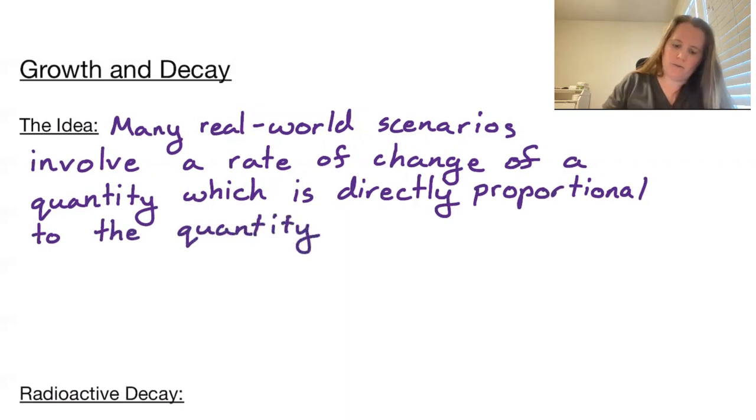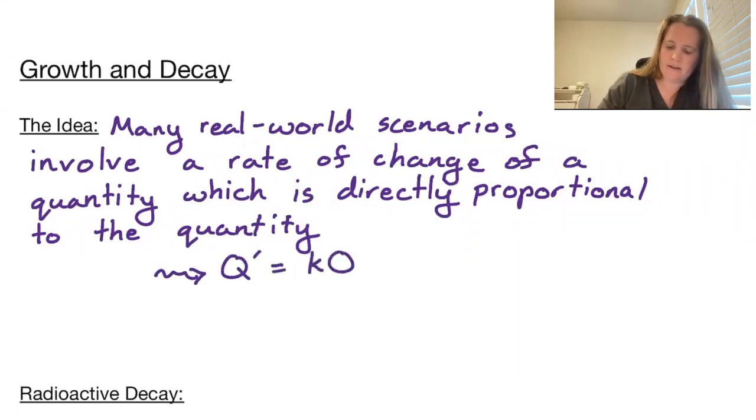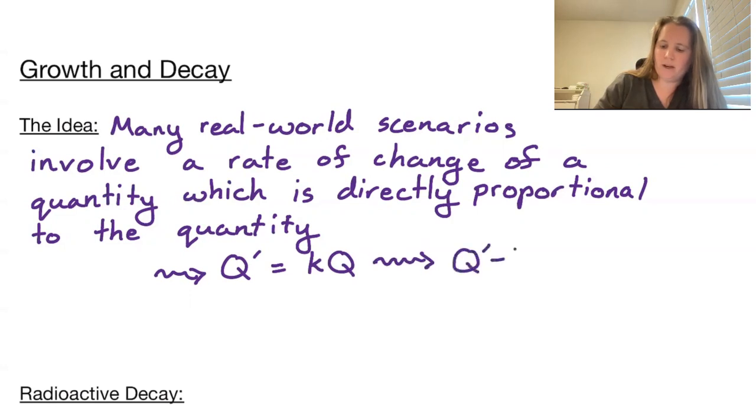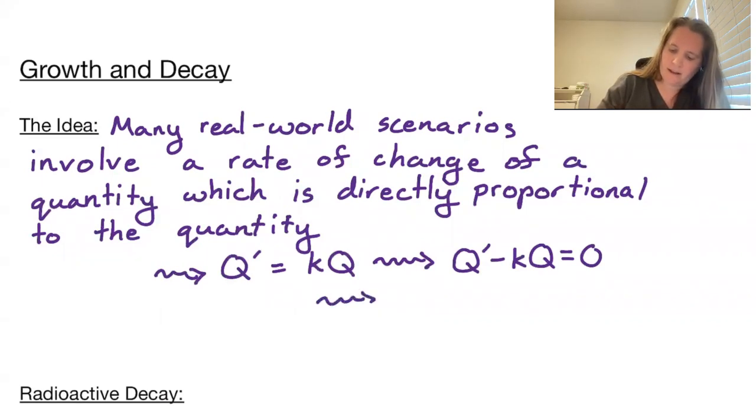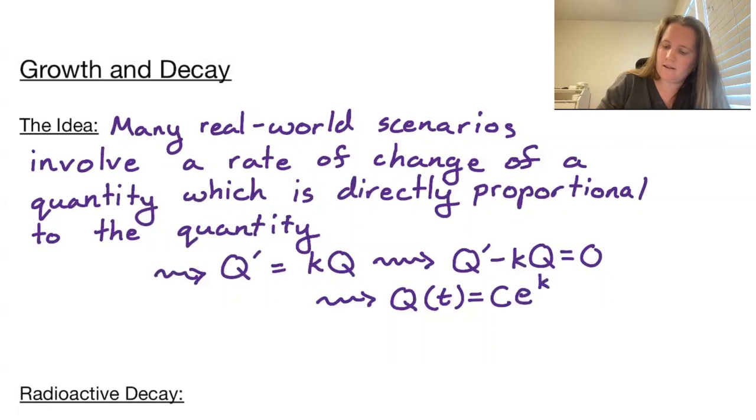So we get sort of a basic differential equation. The rate of change Q prime is equal to some constant K times Q. Reworking this, that becomes Q prime minus K times Q is equal to 0. This is our most basic first order linear homogeneous differential equation. We have seen that that has solution Q of t is equal to some constant C e to the kt.